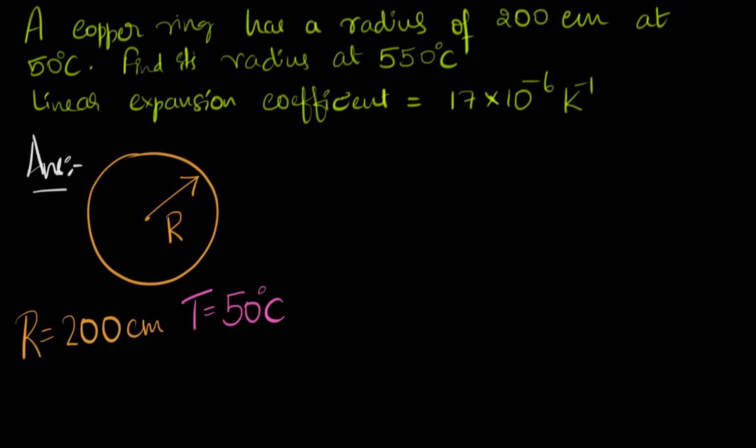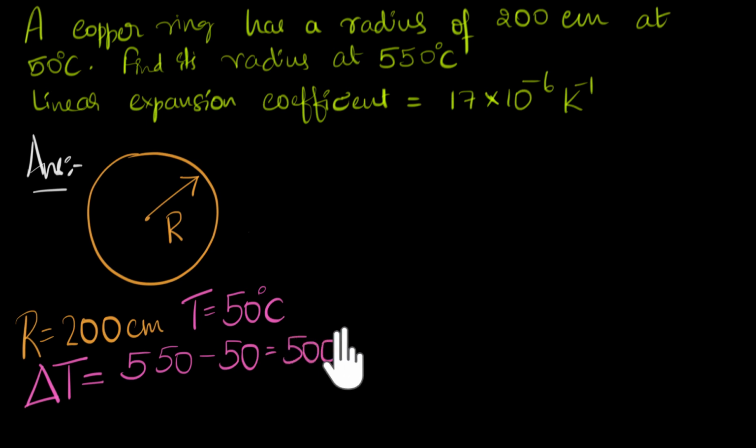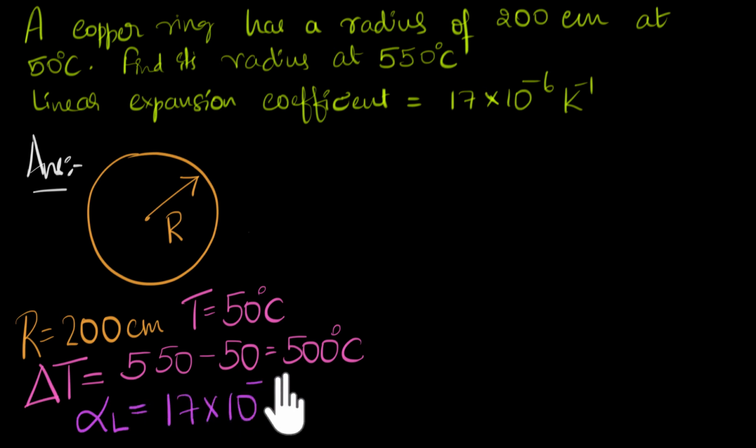So we would be interested in the change in the temperature, right? That's what matters to us, not what the temperature is, but how much the temperature has changed. Let's call that delta T. The temperature change is 550 minus 50, that is 500 degrees Celsius. And what else is given to us is alpha, this linear expansion coefficient. We usually call it alpha L. That's the symbol we use, and that's given to us as 17 times 10 to the power minus 6 Kelvin inverse. All right, this was the data, and now we'll try and use this data and somehow solve the problem.